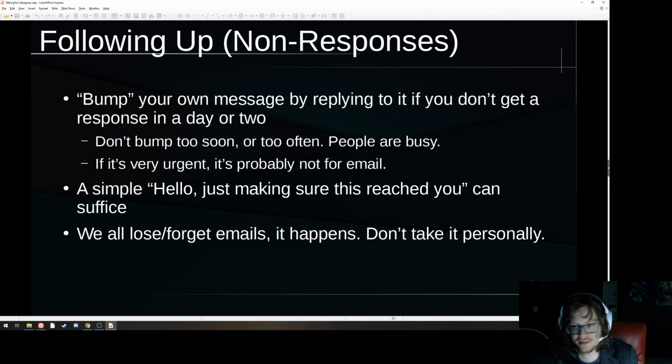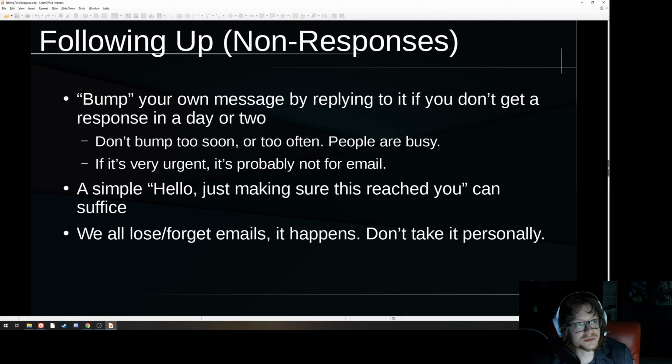So if you haven't gotten a response in a day or two, bump up your message by replying to yourself. That is, send them another email. Just hit reply on your own sent email. It'll send them another email. And what should you put in there? What is a sufficient bump? Should you try to give them a polite reason for possibly not getting it?